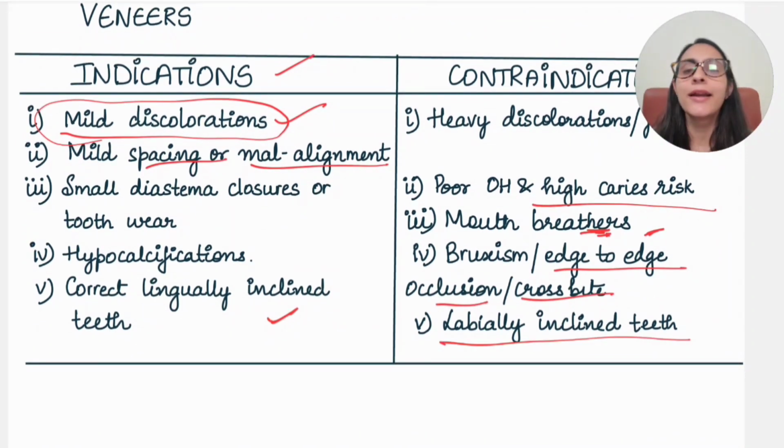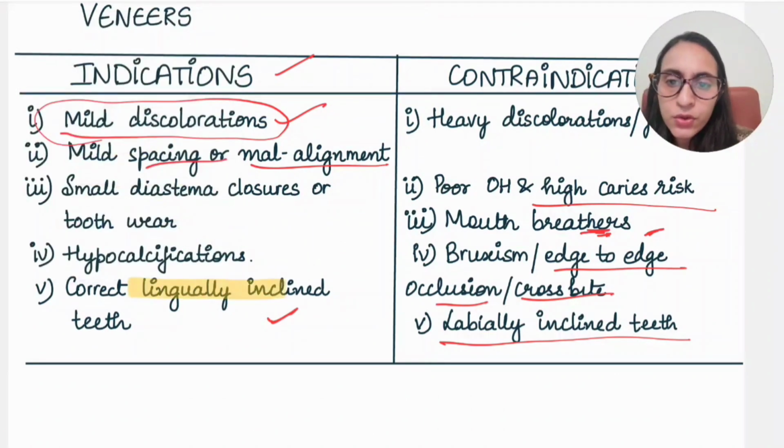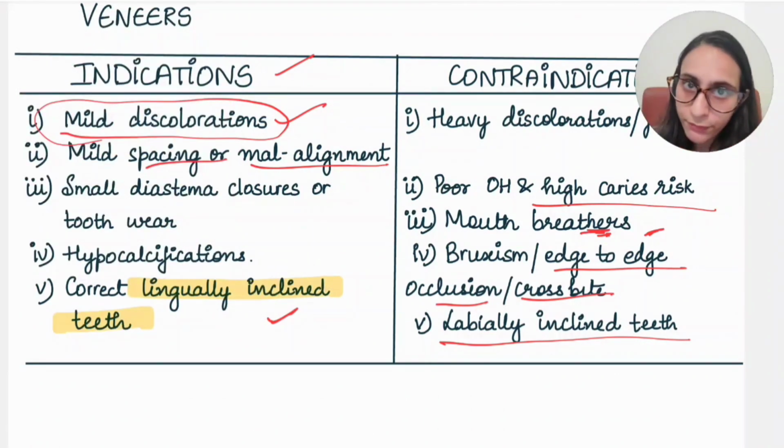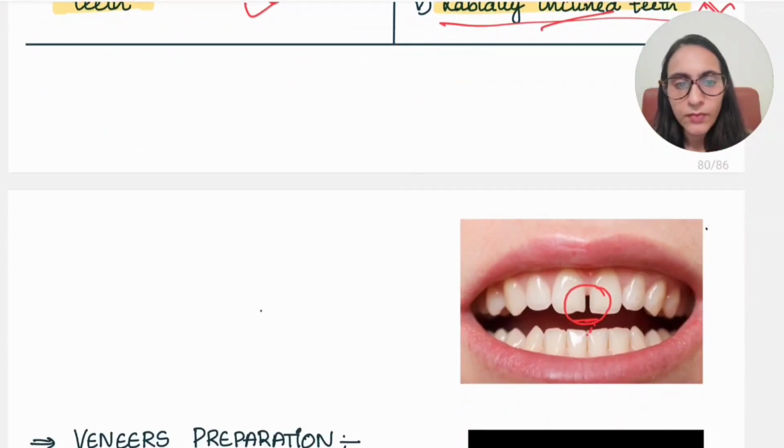For labially inclined teeth, we do not use veneers. For lingually inclined teeth, it is the indication to use a veneer. So lingually inclined teeth, we do give veneers, and labially inclined teeth are contraindications for veneers. So for lingually inclined, we use veneer. For labially inclined, we do not use veneer.